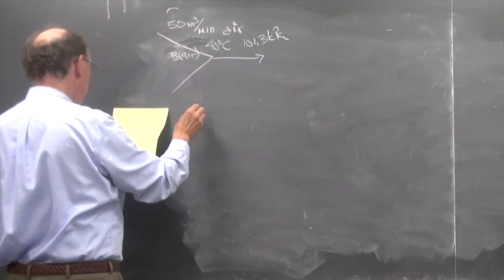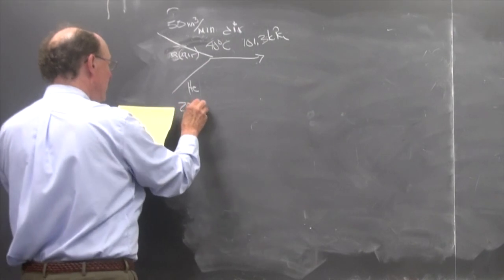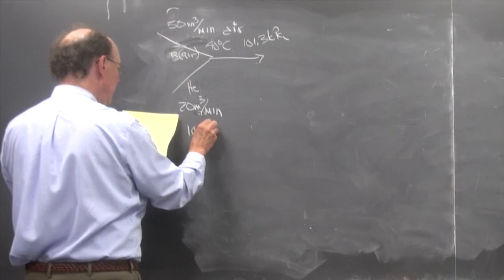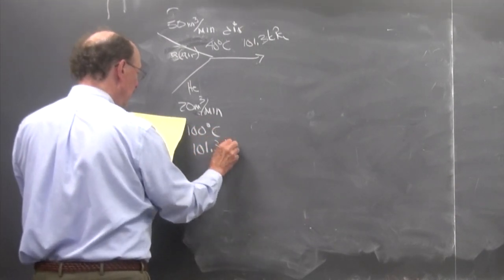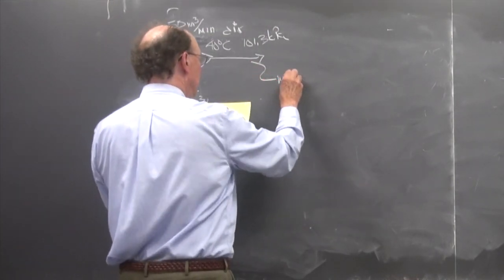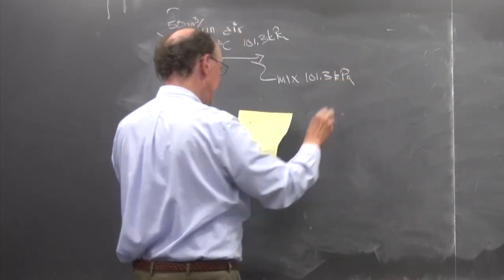And then I'm going to pick helium here. So I have helium, 20 cubic meters per minute at 100 degrees C and 101.3 kPa. In the mixture, here we have the mix, and it's at 101.3 kPa. So the total pressure does not change.